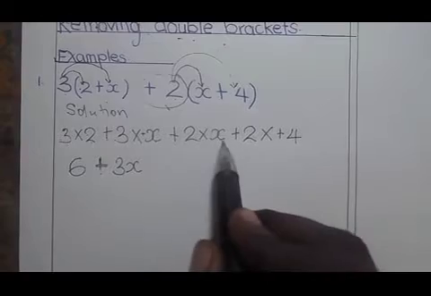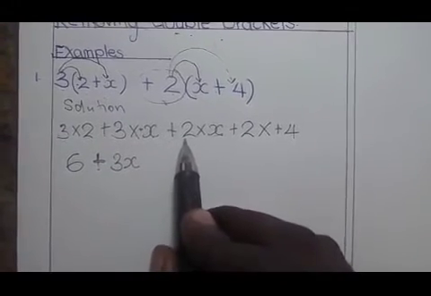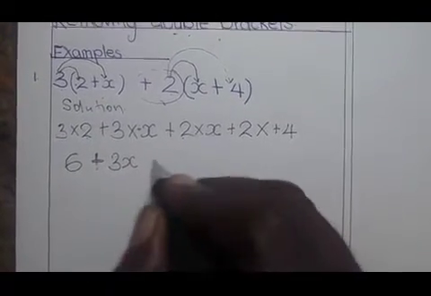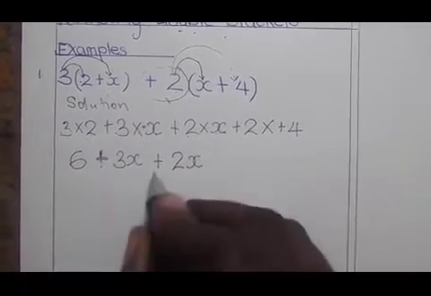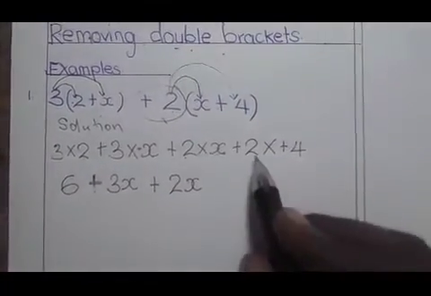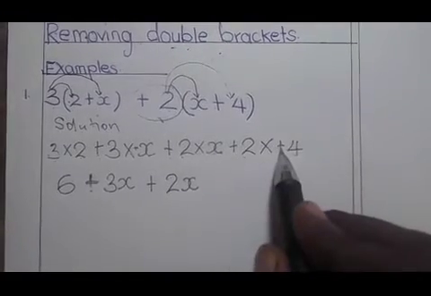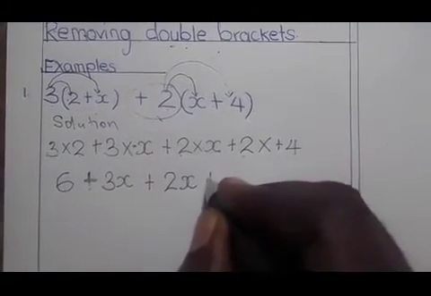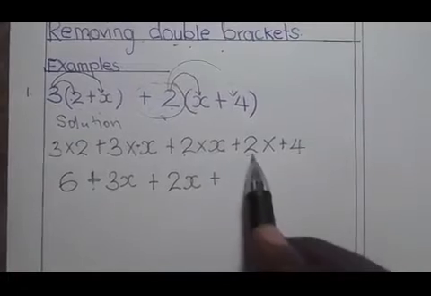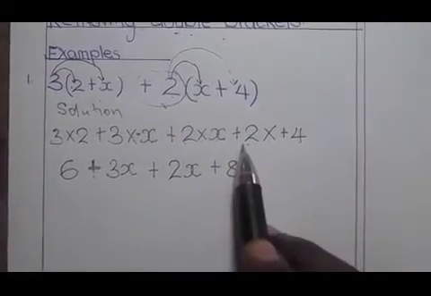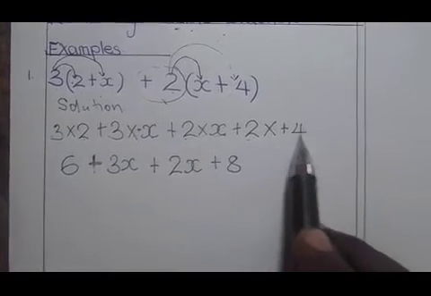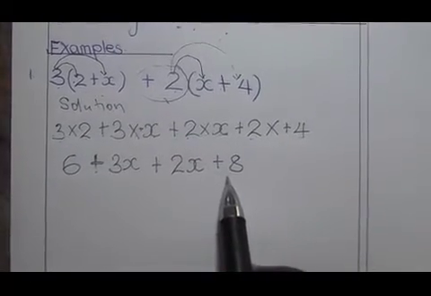Now we come to this. We are multiplying a positive 2 times x. I know you know that we get 2x and it is positive. Then we come to the last one. Positive times positive, you get positive. 2 times 4, you get 8. So it becomes positive 2 times positive 4, you get a positive 8.